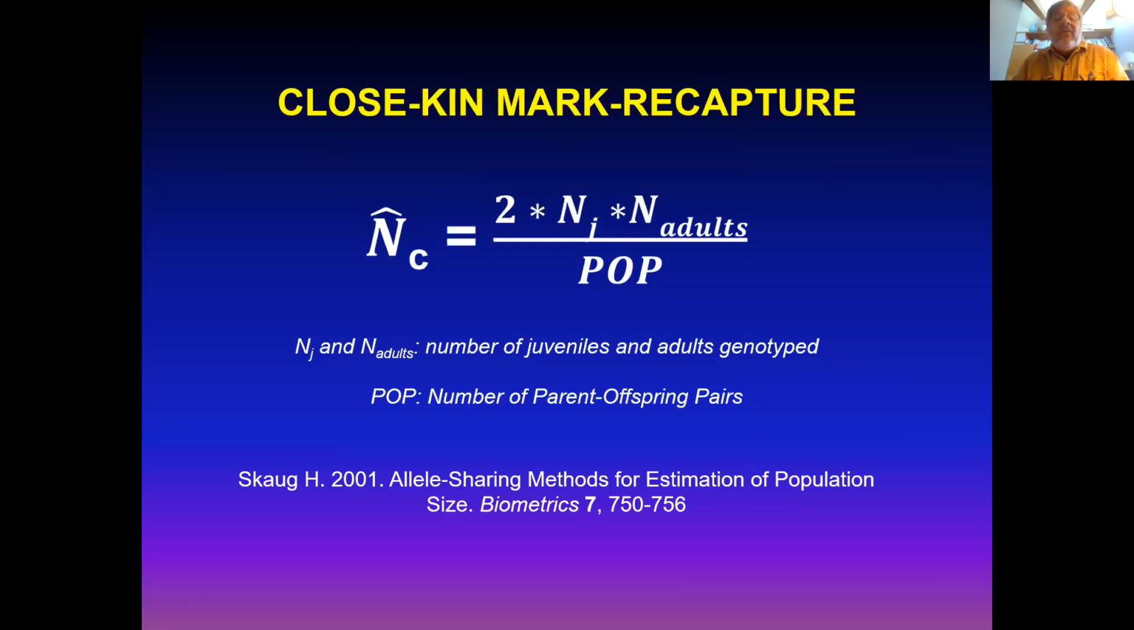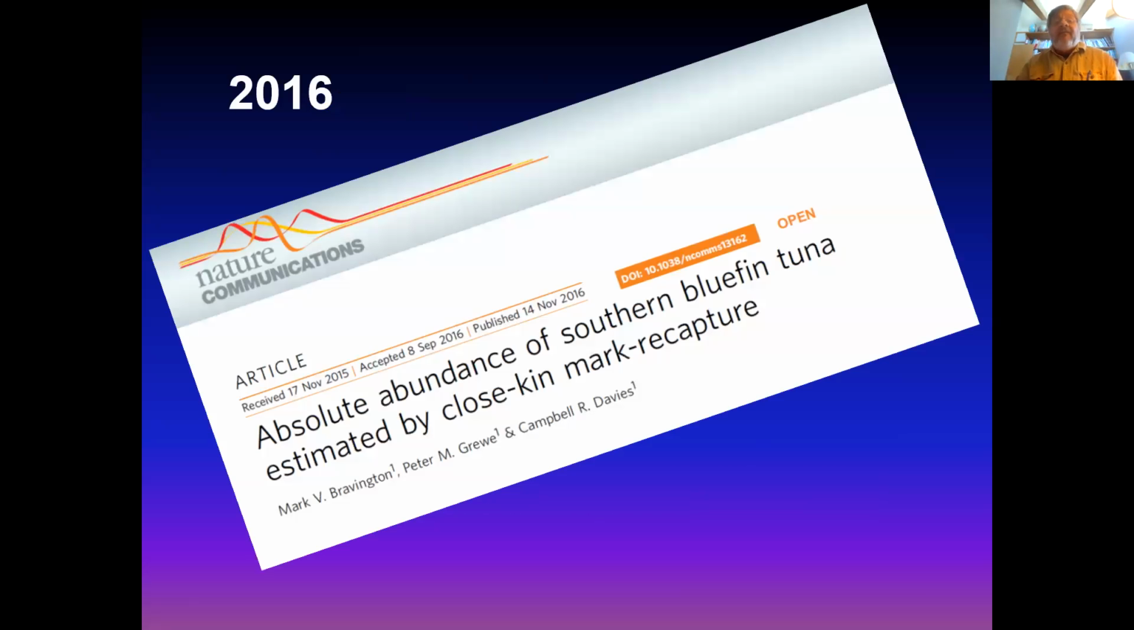And this approach was first proposed by Hans Skaug, a statistician at the University of Bergen in Norway in 2001. But back then, this paper more or less went relatively unnoticed, because back then we didn't have the genetic prowess to get enough markers and enough variability to use this with relative confidence.